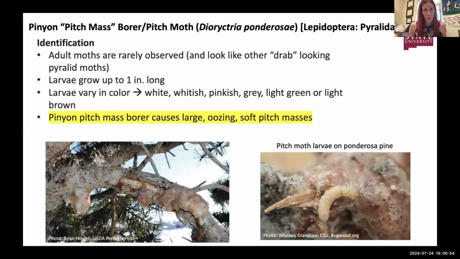Pinion pitch mass borer, or the pitch moth. This is an insect that is rarely observed. And if you do see it, you probably don't even recognize it as an adult moth because they're pretty drab and pale, boring looking. But you can definitely notice the damage from the larval feeding. They make this oozing, nasty pitch mass on your pinions. If you are curious, you can carefully cut out some of that pitch and see one of the larvae as pictured here. They're about an inch long, kind of whitish, creamy color.